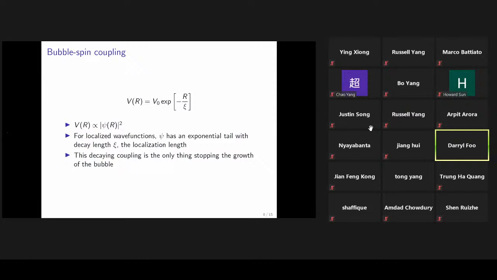Except there's one thing that stops it, which is the coupling. Now, the coupling is usually taken to decay exponentially. This coupling is related to the square of localized wave functions. And it's been accepted, shall I say, that localized wave functions have an exponential tail with decay length c, which we call the localization length. And so this decaying coupling is the only thing that is stopping the growth of the bubble.